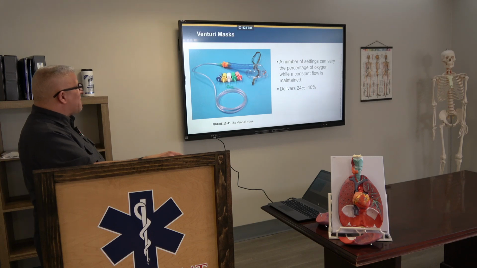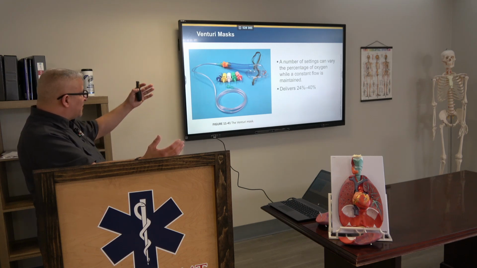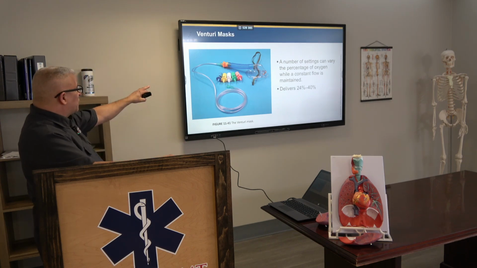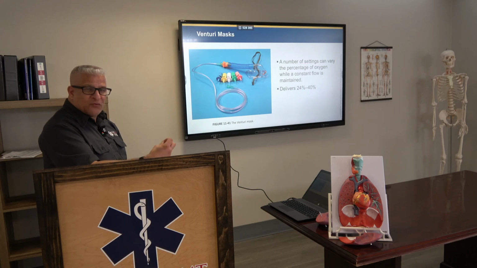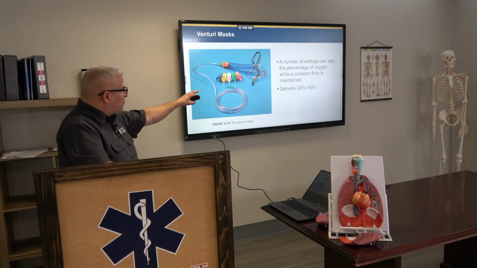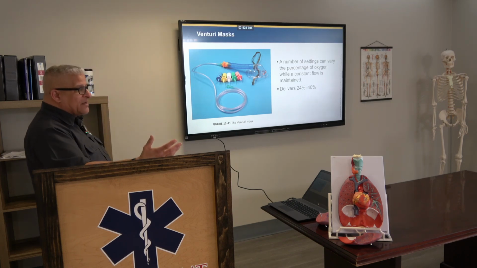This is a Venturi mask. We don't use this in Massachusetts, but this is a national program, so other states do use this. It's an oxygen mask. As you notice, there's no bag to it, but those little devices on the bottom come in different colors. Each color represents how much oxygen percentage that system will deliver. By changing it, it delivers between 24 to 40% oxygen, which is the same as the nasal cannula.